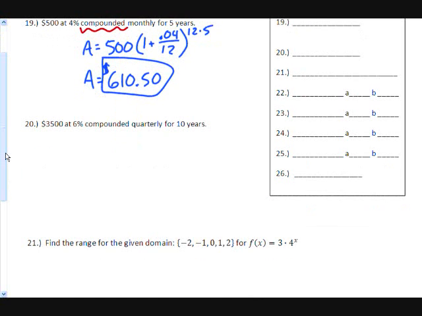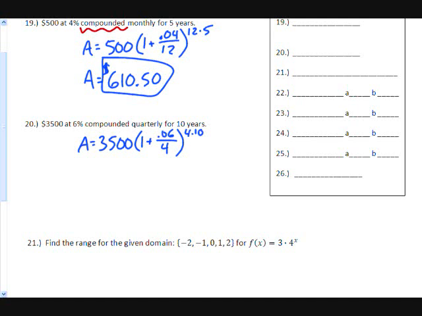Same thing with the next one. Once again, it's compound interest. The principal is the 3,500. We've got 1 plus 0.06 divided by, it's compounded quarterly, so that's going to be a 4 this time, raised to the 4 times 10.